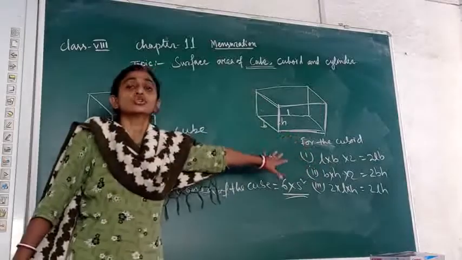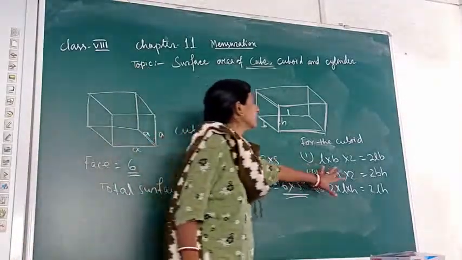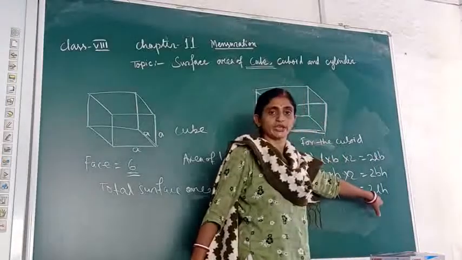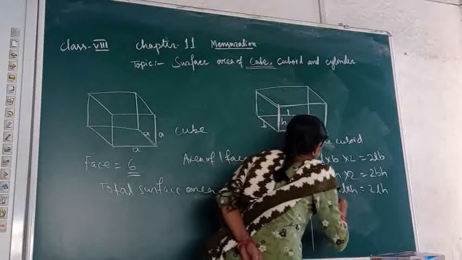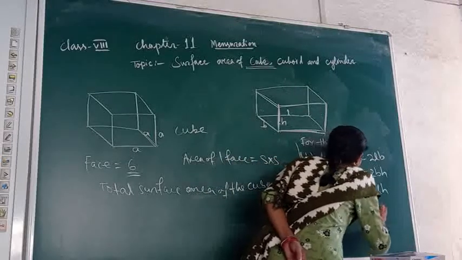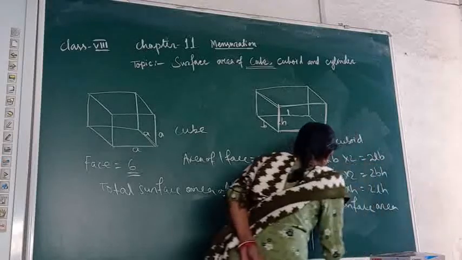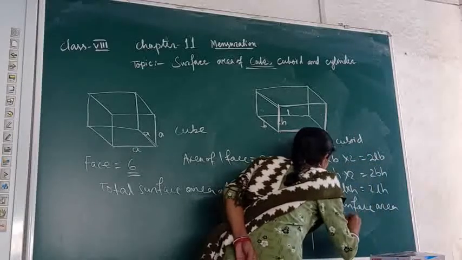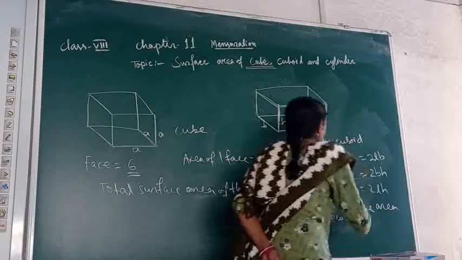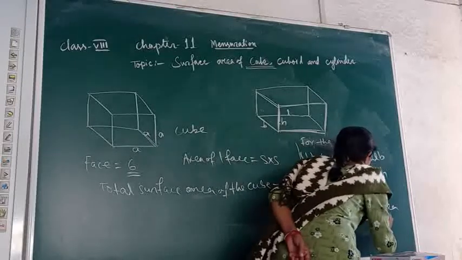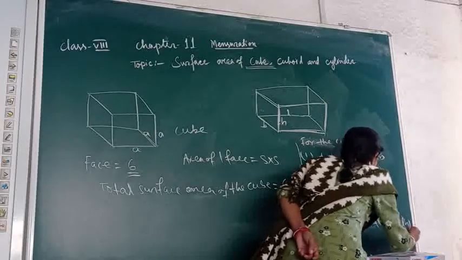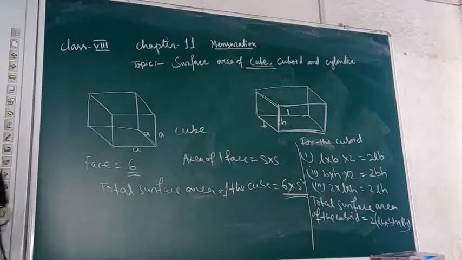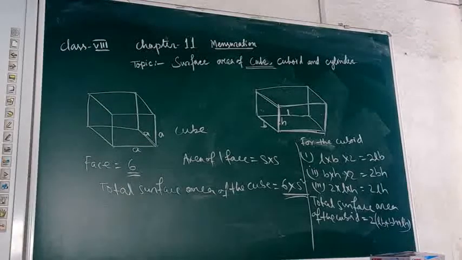So for the total surface area, I am going to include all these 3 things together. Yes, so let's add all of them. So the total surface area of the cuboid is equal to what? We are going to add all of them. So it will be 2 into (LB plus BH plus LH). Yes, so this is the total surface area for a cuboid shape where the faces are all rectangular.